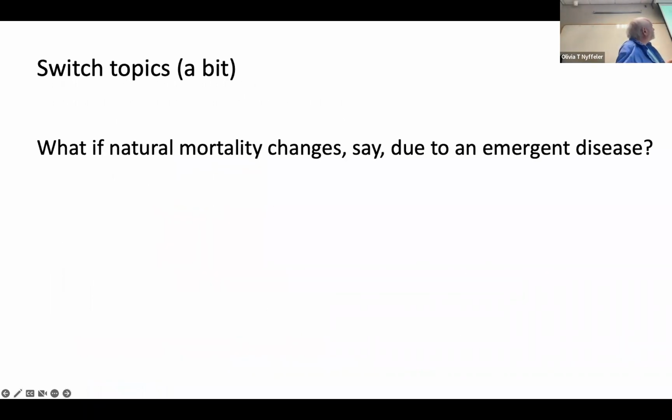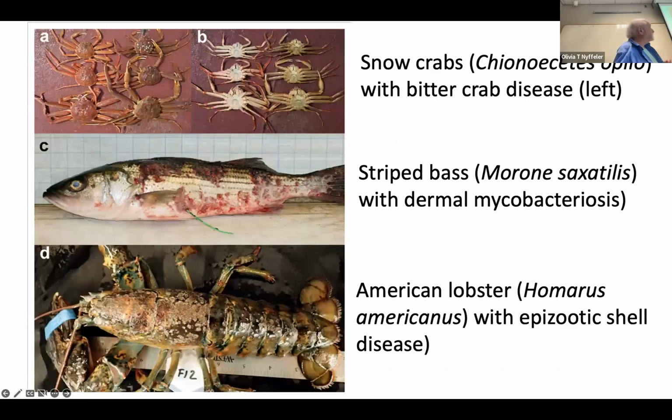Okay, last thing, I'm going to switch topics a bit. What if natural mortality changes, say due to an emergent disease? So in my work, I've worked on snow crabs, and these are normal snow crabs. But these have a bit of crab disease. These are normal, the underside. Sorry, I have to step back to see which.